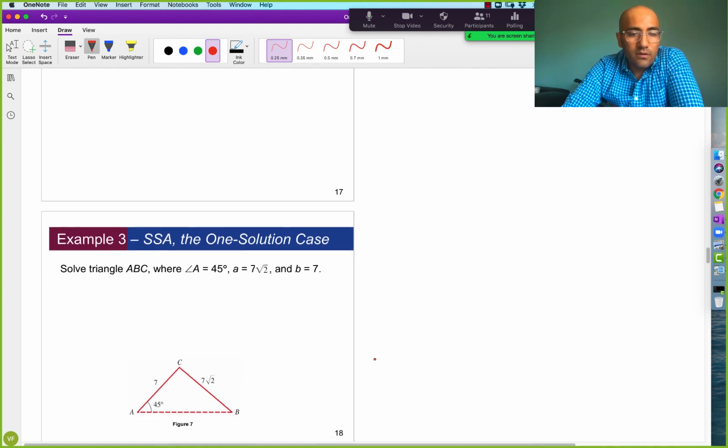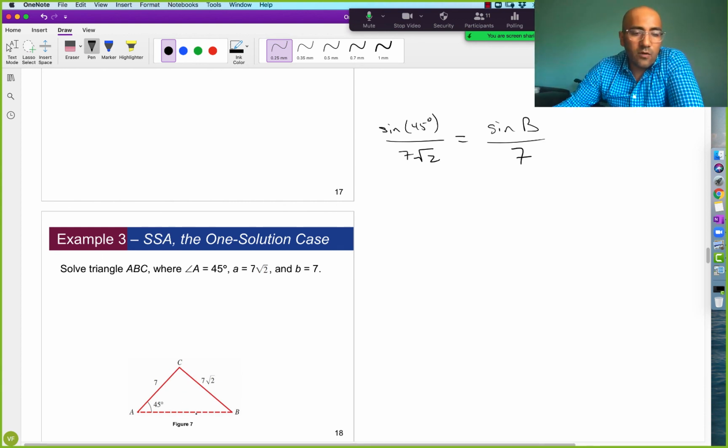Okay, so here's an example. Solve this triangle, right? We have angle A is 45 degrees, side B is 7, and side A is 7 root 2. So we need to set up our sines. The law of sines indicates that sine of 45 degrees divided by its opposite side, 7 root 2, must be equal to sine of B over 7, right? I couldn't jump to angle C because I don't know angle C, and I don't know its opposite side, so both of those are blank. I have to use sine of B and 7 in order to solve this.